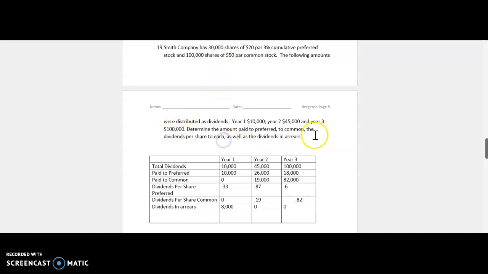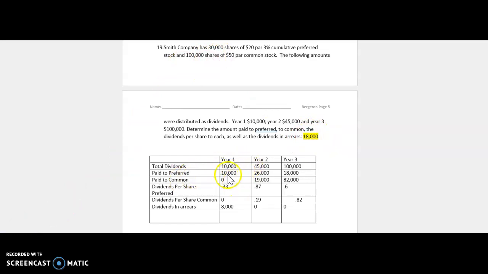So that is how much dividends we want to give to preferred. If you need to write that number down somewhere, just so you know, that's how much we want to pay. Remember, to calculate dividends, it's percent times par times number of shares. Then I needed to see if I have enough to give them.